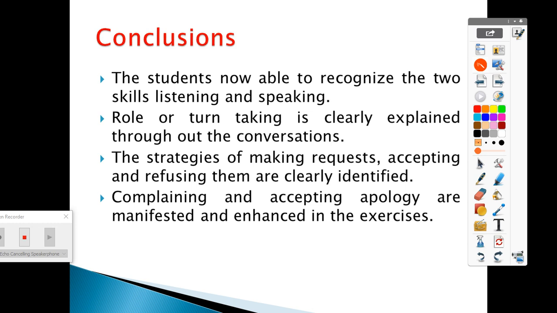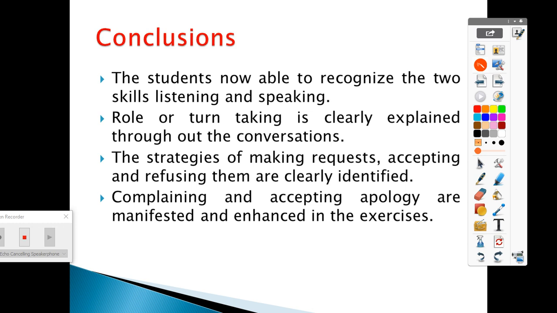Role or turn taking is clearly explained throughout the conversations. Of course, we have speaker one and speaker two. One speaks, the other stops. The other speaks, one stops, and vice versa. So this is called turn taking, without interference or overlapping in the conversation. So it is systemized, it follows a system, follows a discipline. And when someone is speaking to you, you should respect his speech, his idea, and you should listen to him carefully.